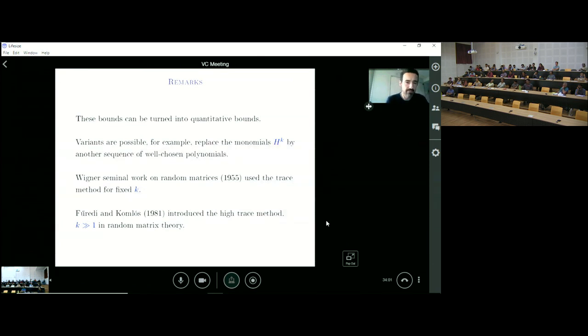The trace method for fixed k appears in the very first paper of Wigner on random matrices. He used this method, or probably introduced it. And the idea to study the trace with k growing in order to get information on the operator norm was done for the first time, to my knowledge, by Füredi and Komlós in '81. Okay.